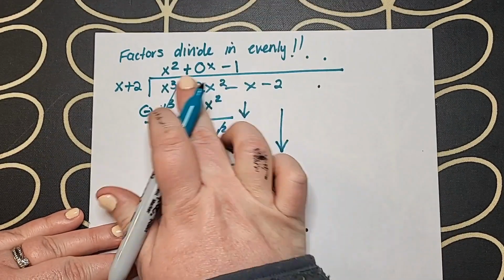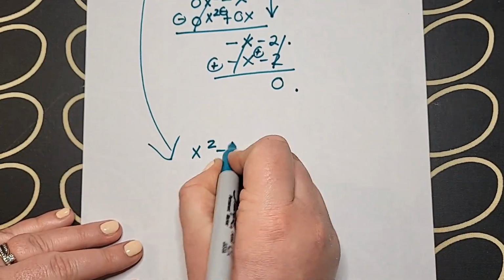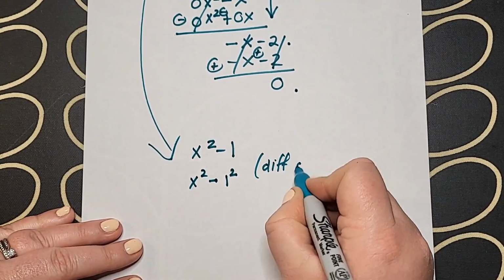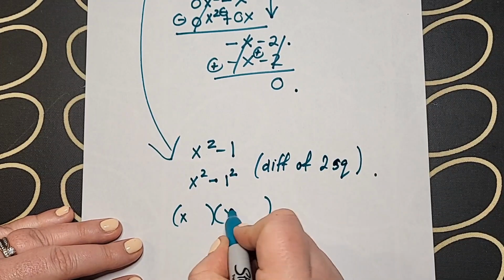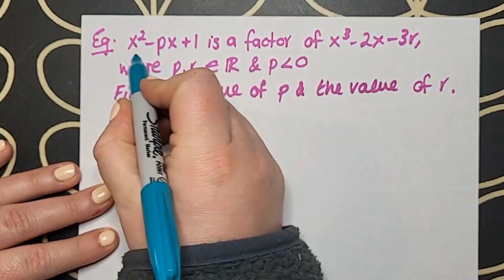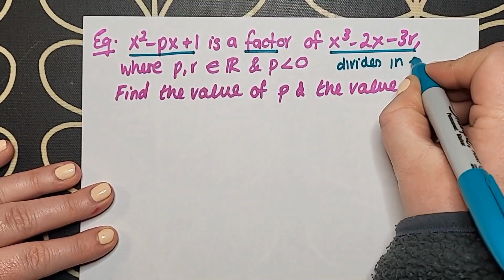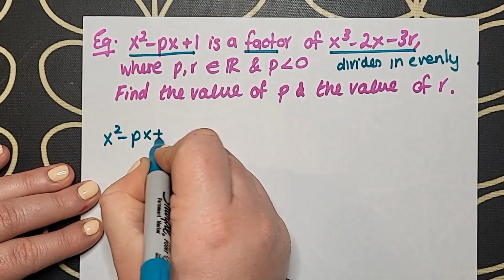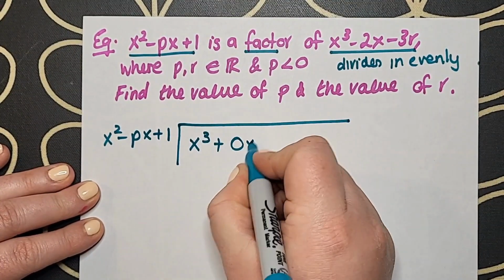So we know we're going to get a 0 remainder here. So what we get on the top there, x squared plus 0x minus 1, or x squared minus 1, I factorize that using the difference of 2 squares, and I get 2 values for x there, and then I bring down my second one. So on to the next question.